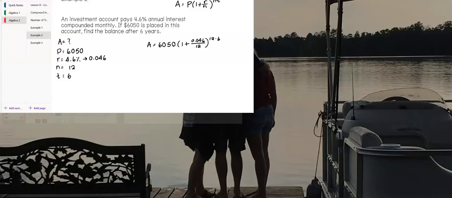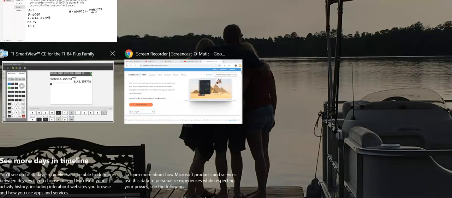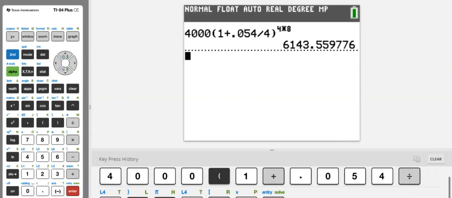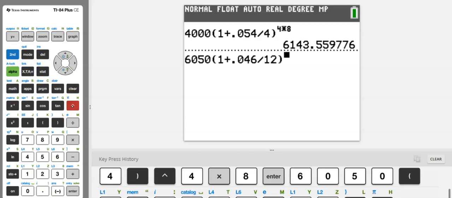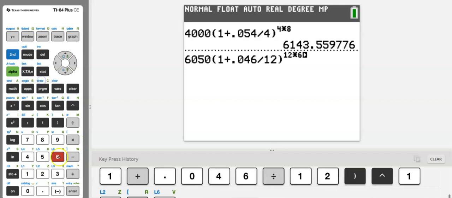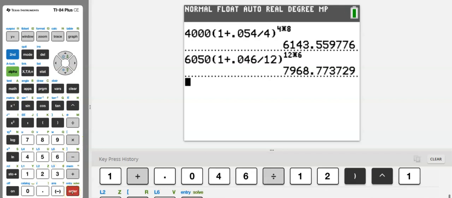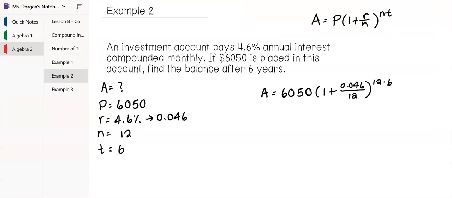And now let's go ahead and practice plugging that into our calculator. Okay, so we've got 6,050 times 1 plus 0.046 divided by 12. Close your parentheses, use the caret button, and then raise that to the 12 times 6. And we end up getting $7,968.77. And that is going to be our final answer.